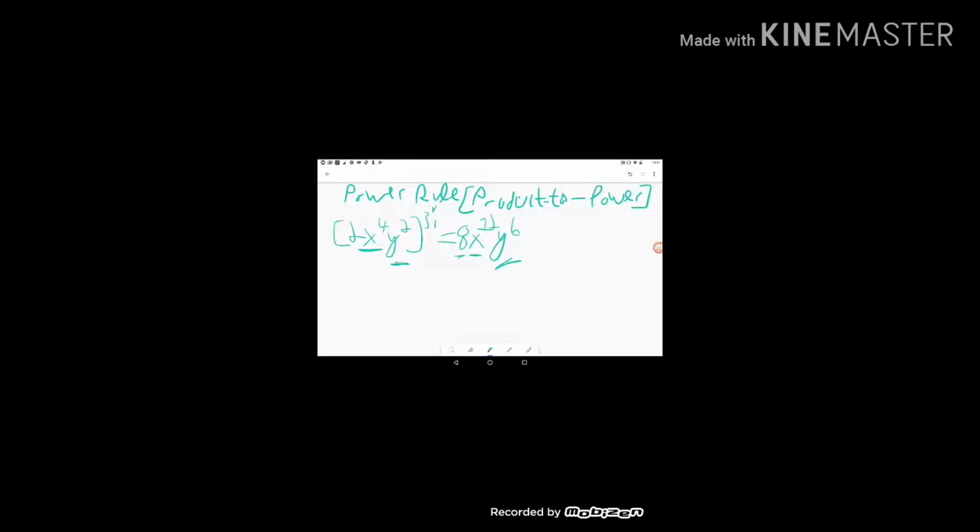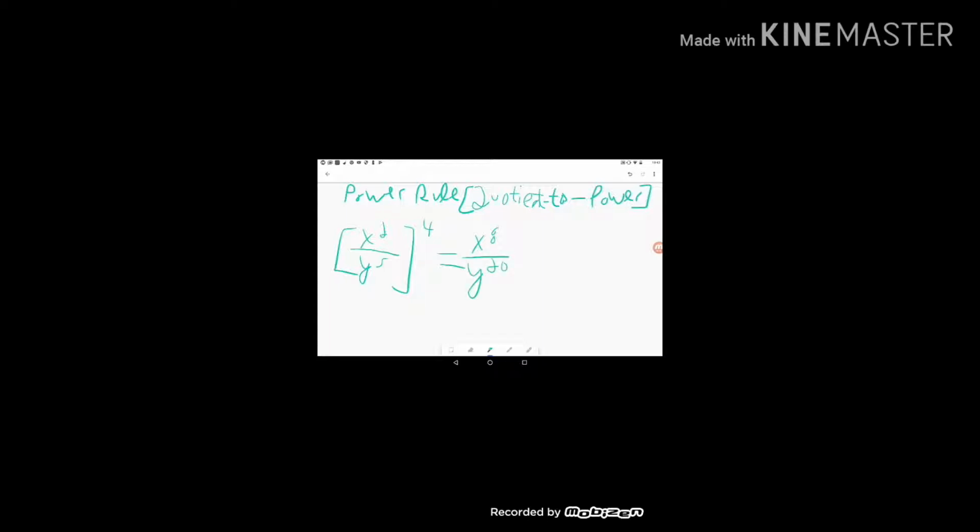Pretty neat, huh? Okay, now we're going to go on to something a little different, but it should be a similar concept. So now we're going to be moving along in the power rule. The second part to this is called the quotient to power rule. Let's say you have x squared divided by y to the 5th, raised to the 4th power. Now, this equals x to the 8th divided by y to the 20th.